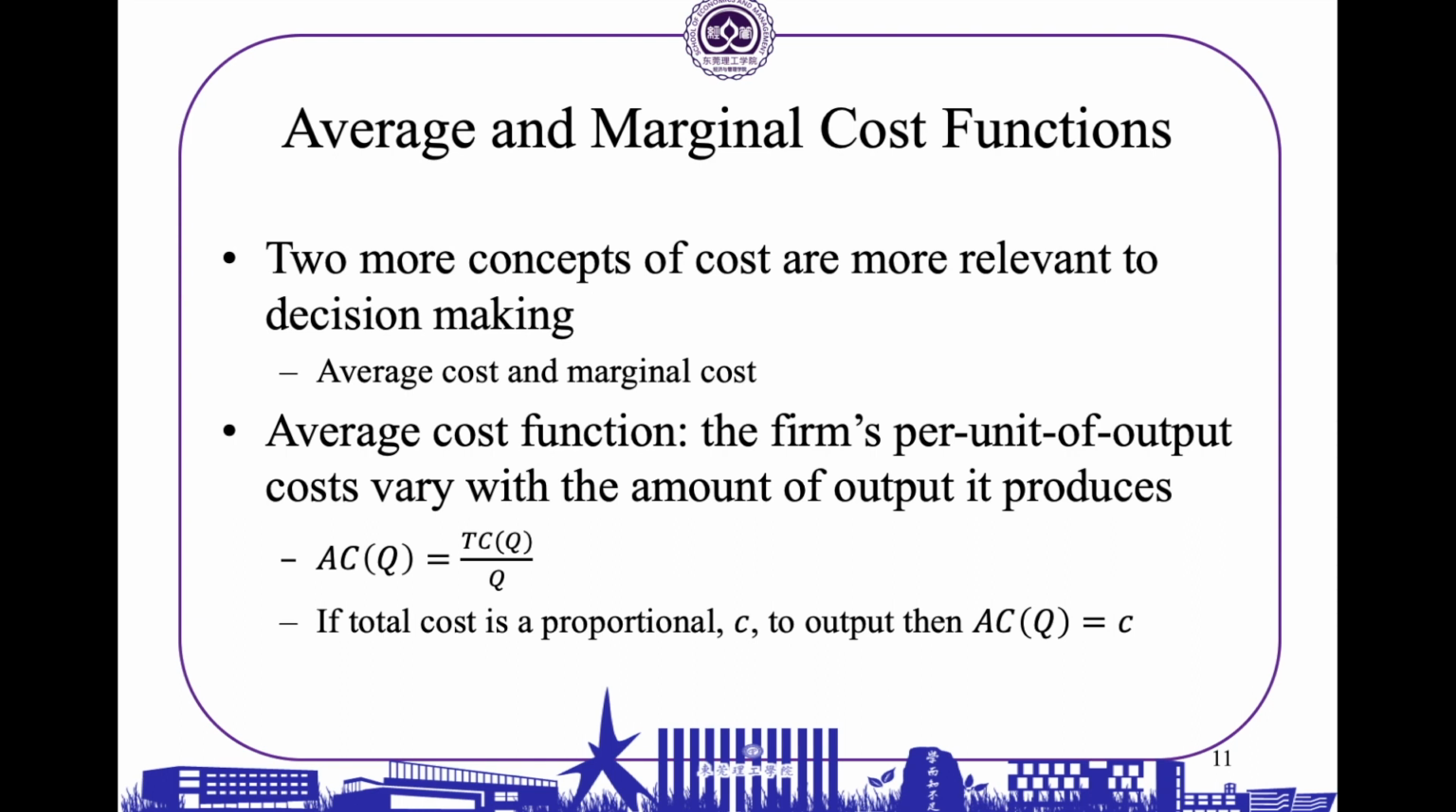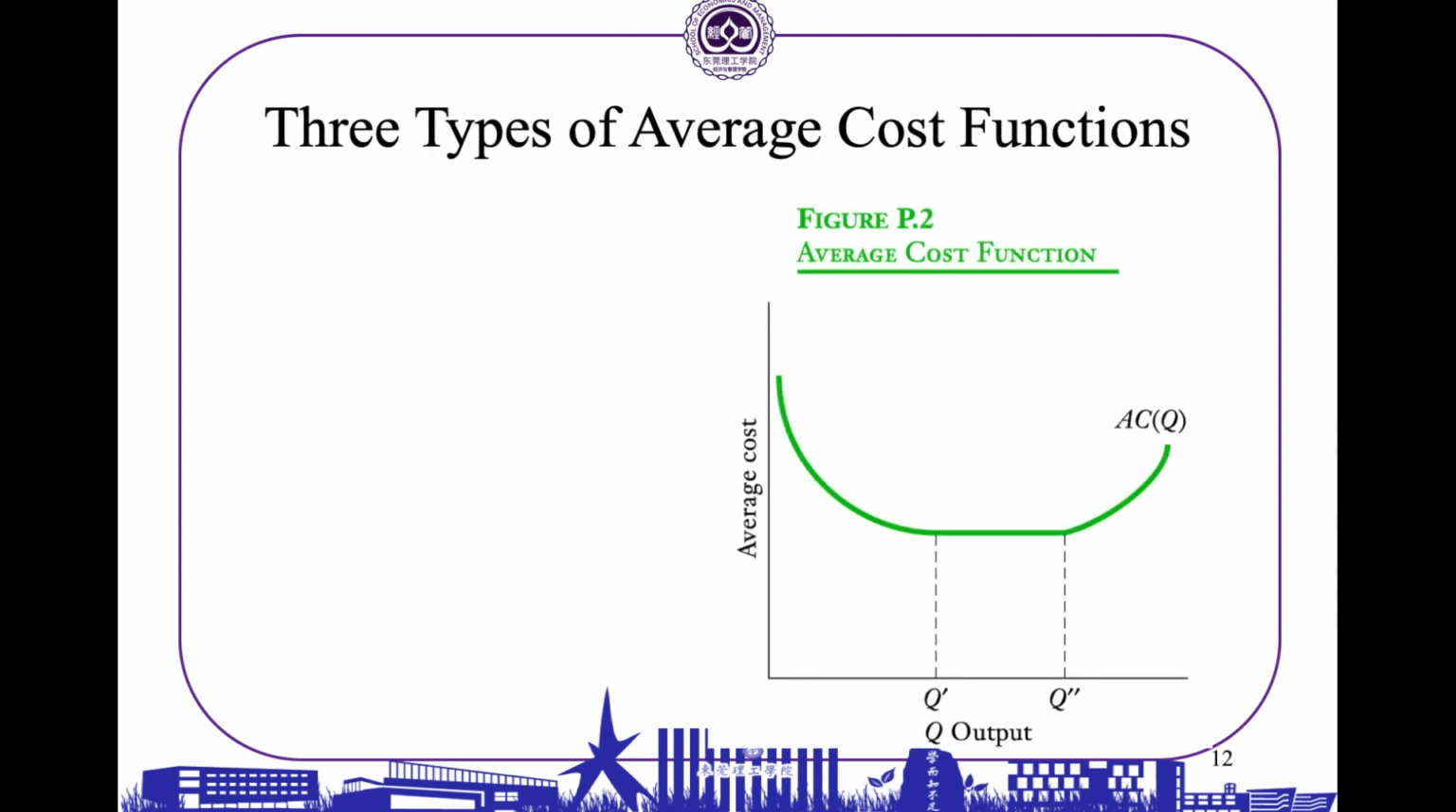To analyze the total cost and the technology the firm uses, we introduce two more definitions of cost function: the average cost and the marginal cost function. The average cost is the per unit cost associated with its output, which is defined by AC of Q equals TC of Q divided by Q. When the total cost function is proportional to output, the average cost function is a constant, C. However, the average cost often varies with output.